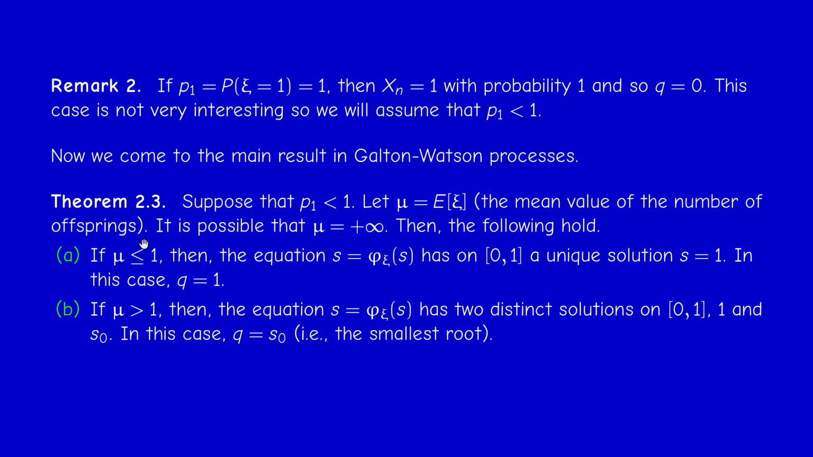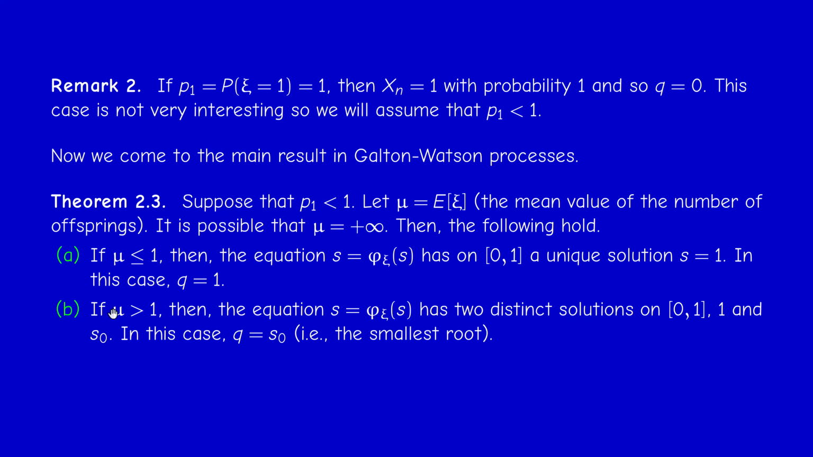Then you have 2 cases. If the mean value of reproduction is less or equal than 1, then the equation s equal phi xi of s has on [0, 1] a unique solution, which is s equal 1. And in this case, Q equal 1. So what does it mean? What is the interpretation? It means that if the mean value of reproduction is less or equal than 1 individual, then we are certain, so with probability 1, the population will die out. Okay? And this is not very interesting.